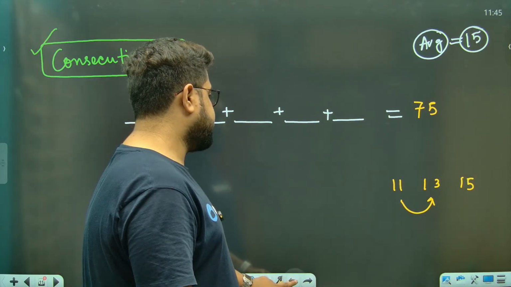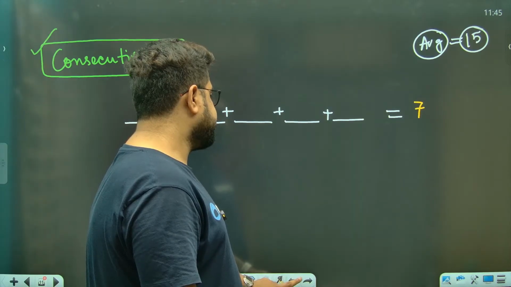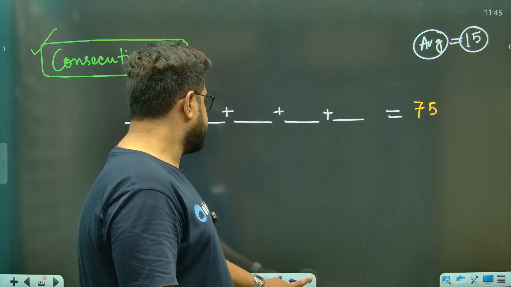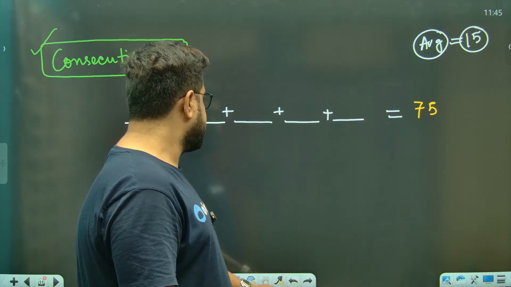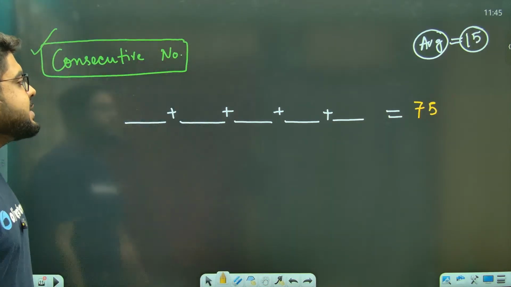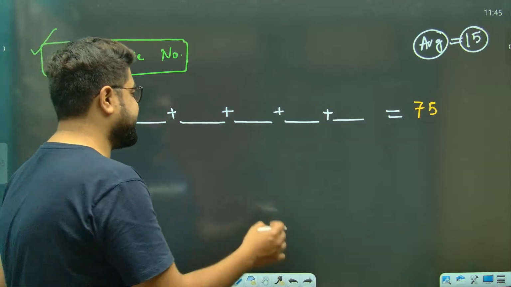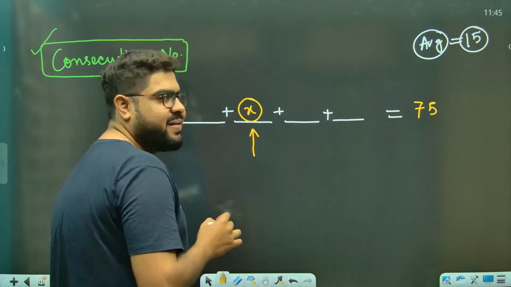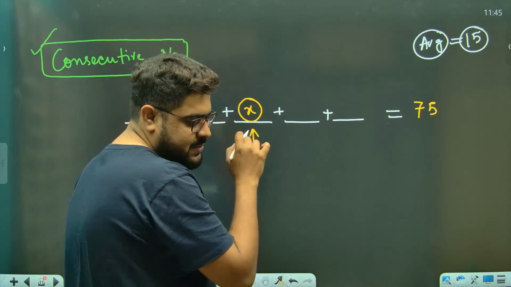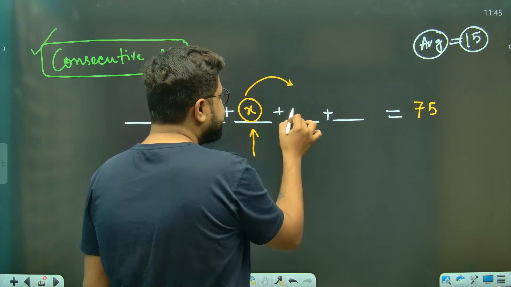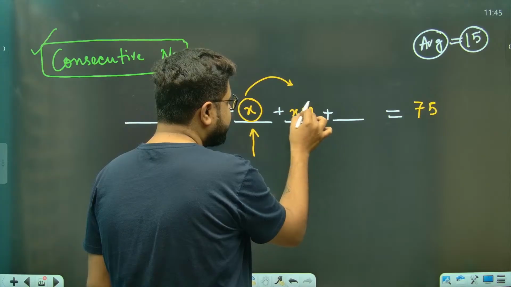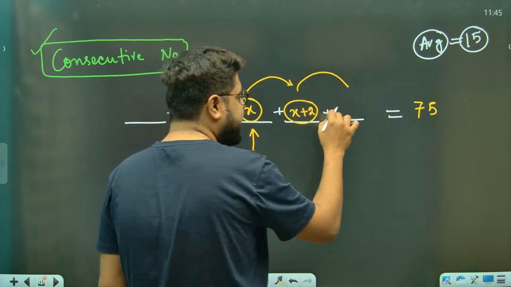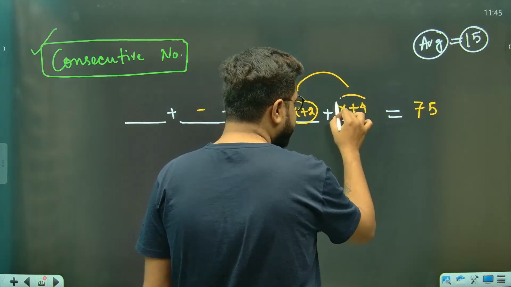What I'll suggest, always, in this situation, is to start with the middle value and take this one as x. So if I take this one as x, what will be the next one? You'll say it is x plus 2, 2 more. What will be the next one? Again plus 2, that is x plus 2 plus 2, that is x plus 4.